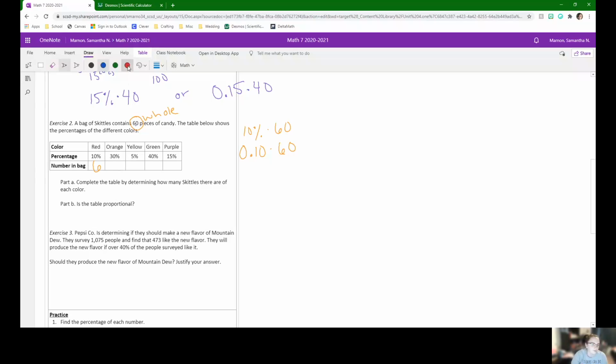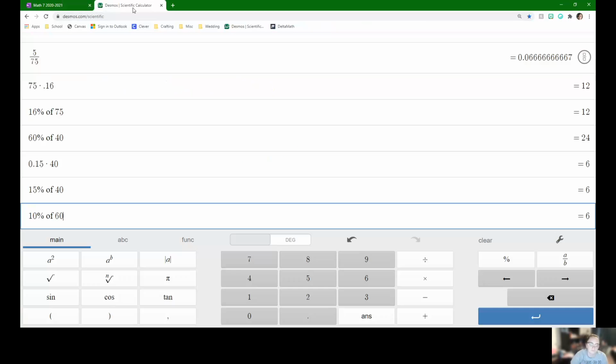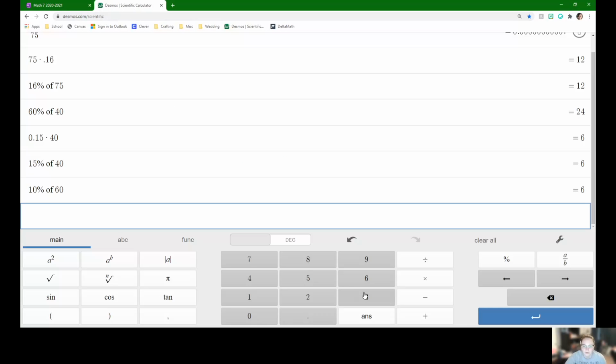So before you just believe me, I want you to think about this as if this was a proportional table. How would you get from 10 to 30? We would multiply by 3. So how are you going to get from 6 to this box? We're going to multiply by 3. 6 times 3 is 18. Let's see if that works. Let's type in our Desmos calculator. I want 30% of 60, and I want to see if we really do get 18. So we're going to type in 30% of 60, and we do get that 18.